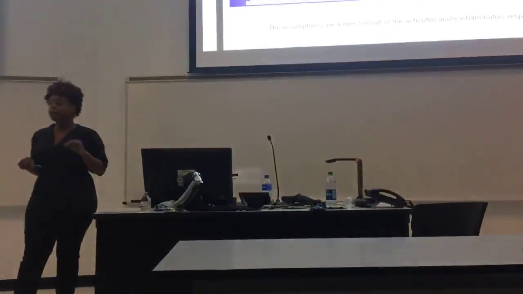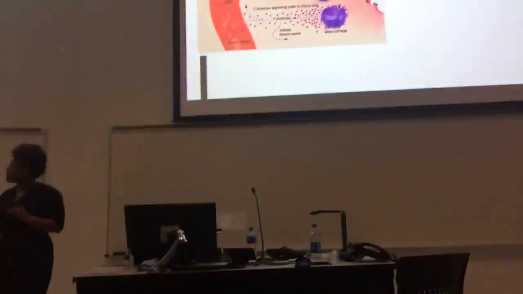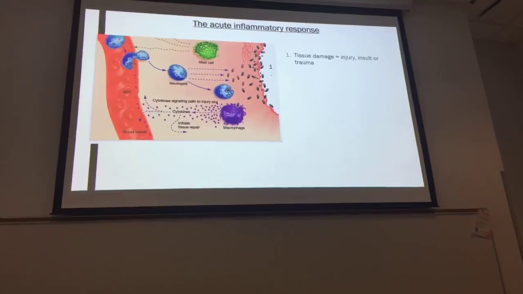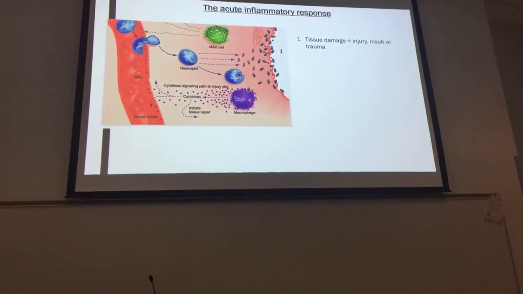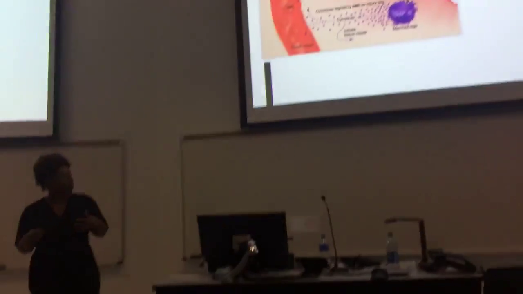Symptoms that you see manifest are a direct result of the activated acute inflammatory response. The acute inflammatory response becomes activated when tissue damage occurs, whether this is through injury such as a cut, insult such as an infection, or trauma such as a sterile injury like a burn.